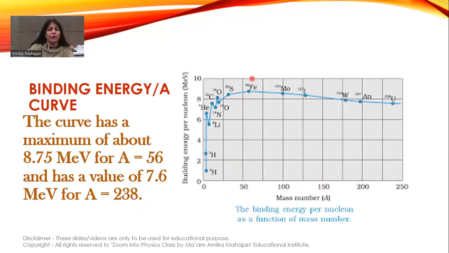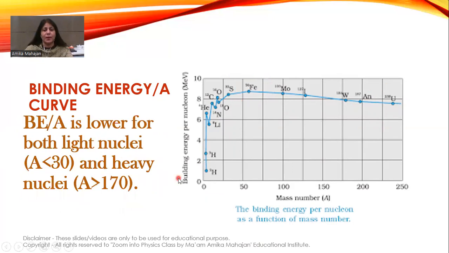And it is maximum for iron 56. Its value is near about 8.8 MeV. Actually, it is 8.75 MeV. And for uranium 238, its value is 7.6 MeV.